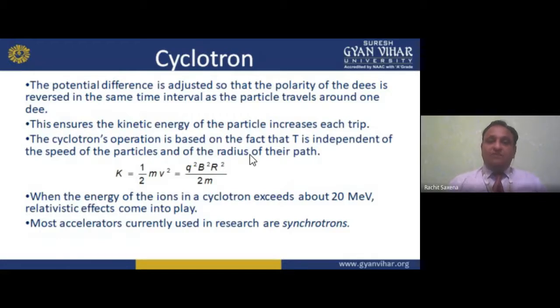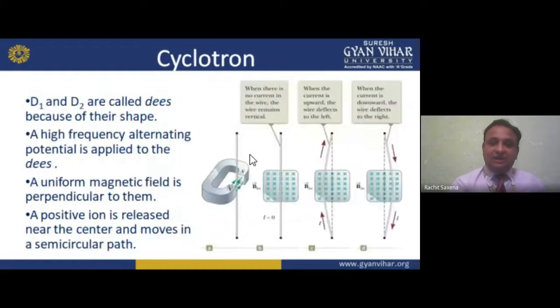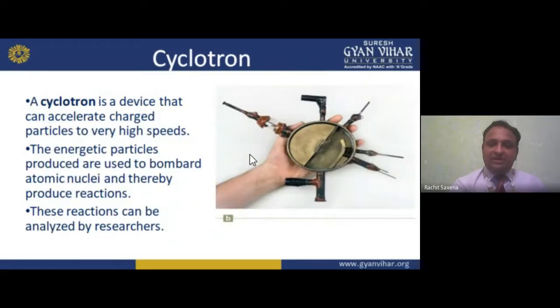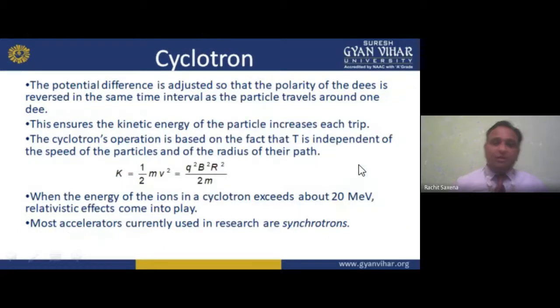Now next, the cyclotron. The potential difference is adjusted so that the polarity of the Ds, D1 and D2, is reversed at the same time as the particles cross. We have two things, D1 and D2, and the polarity reverses at the same time. Adjust it like this: one is this, and then the second is this.